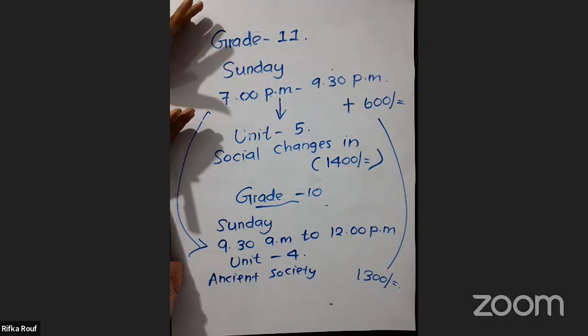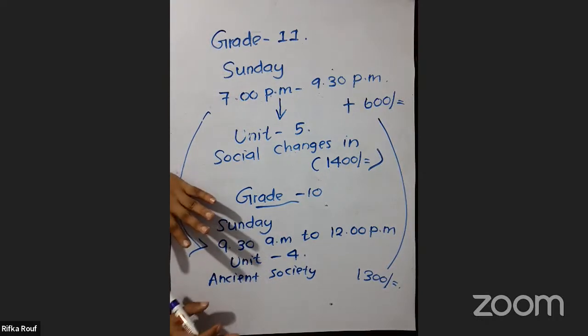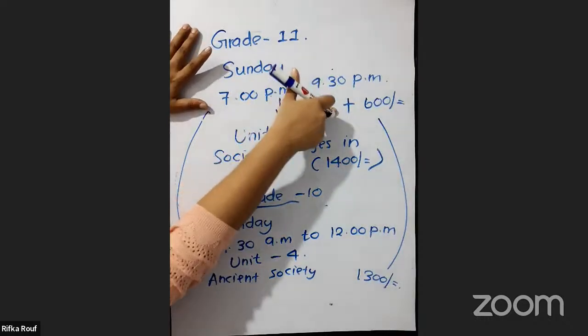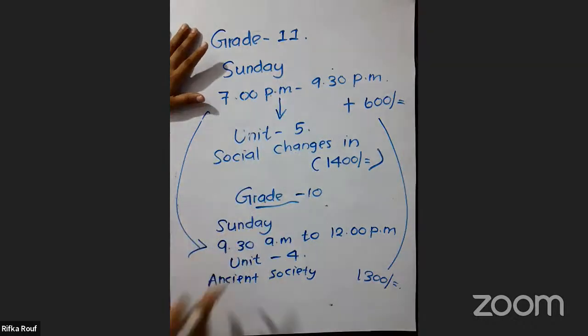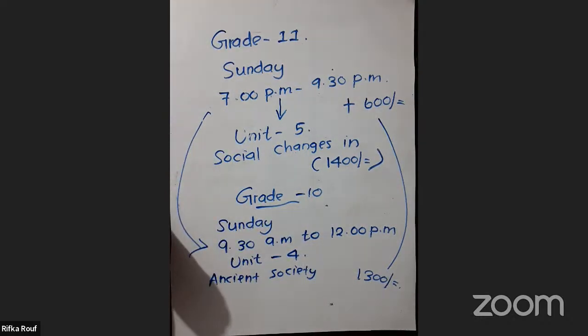For the Grade 11 students who have joined the class, Grade 10 is free. So the students who have joined my classes have to pay only an additional 600 for the paper class. But the students who are joining only for the paper class, the fee is going to be 1300. So that is it. I hope this information is clear to all of you.